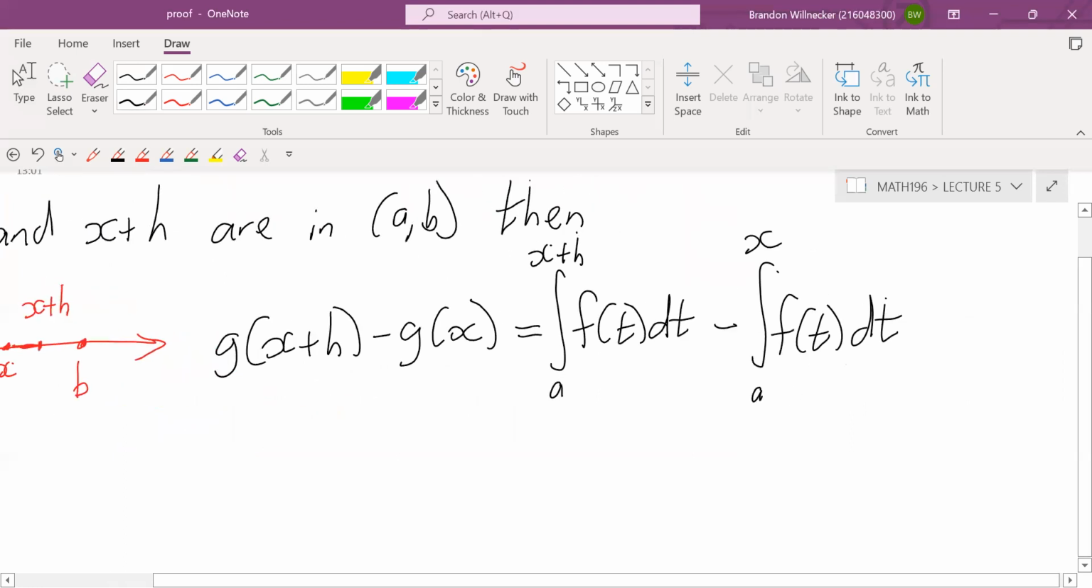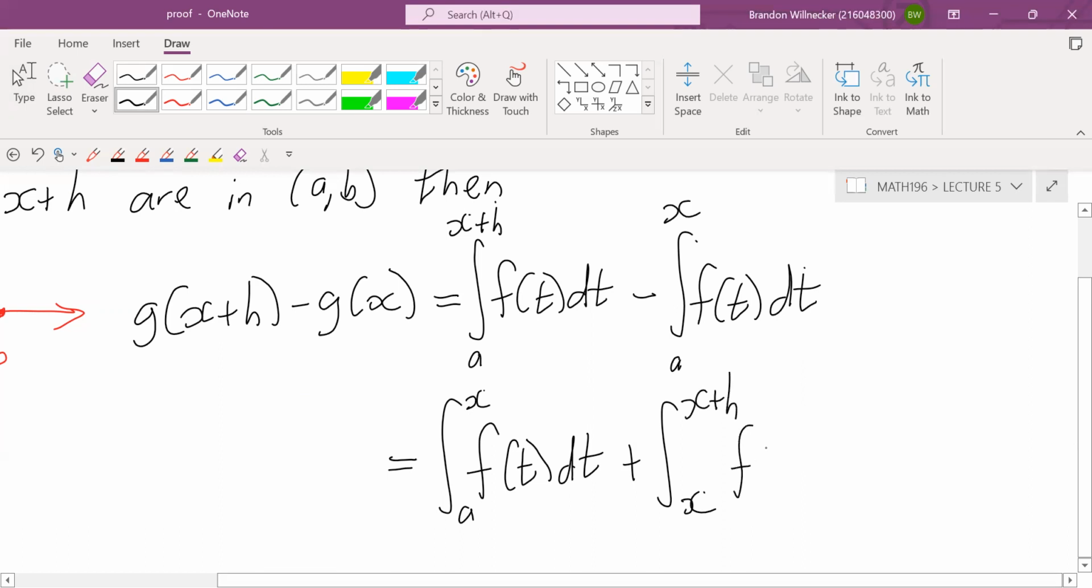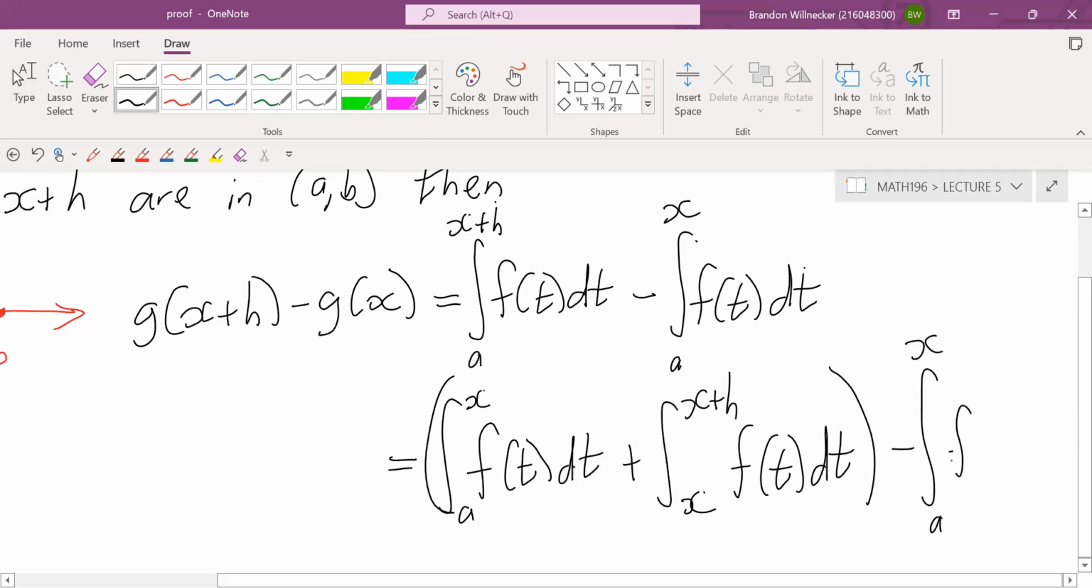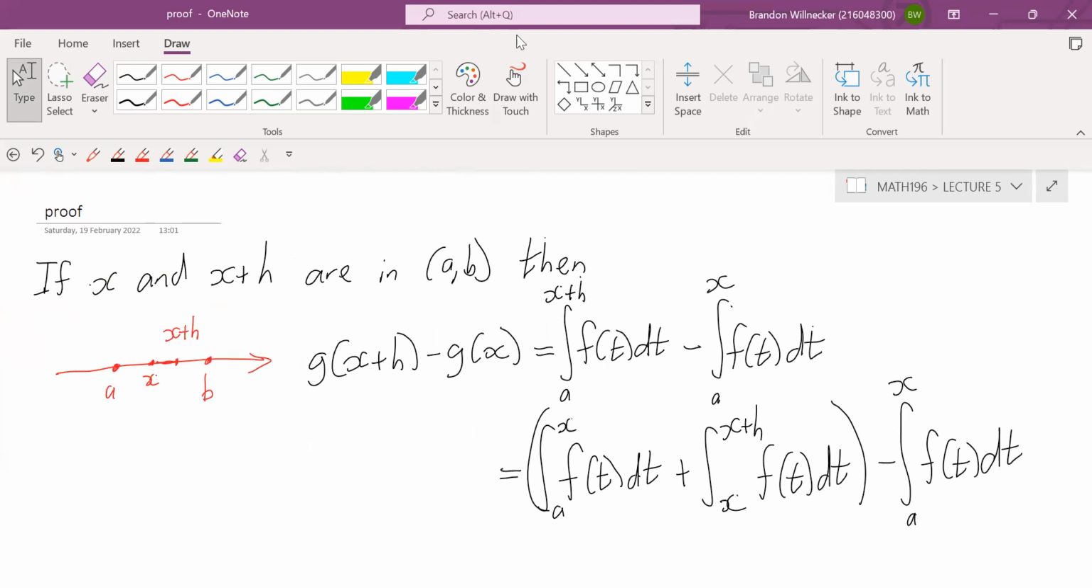Now we can do a little bit of reordering. We can write this as the integral from a to x of f of t dt, plus the integral from x to x plus h of f of t dt. We can group that together, and then minus the integral from a to x of f of t dt. Here we're using the properties of the definite integral. If we have the integral from a to x, and then the integral from x to x plus h, then we can add these two together.